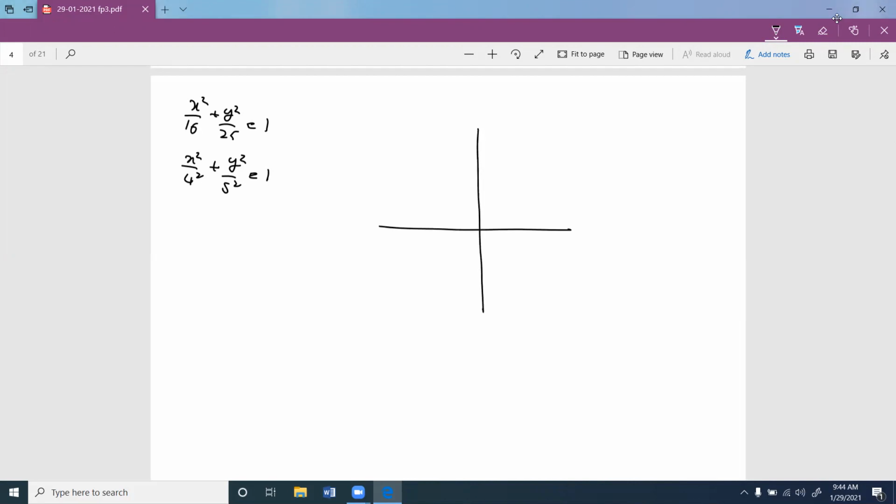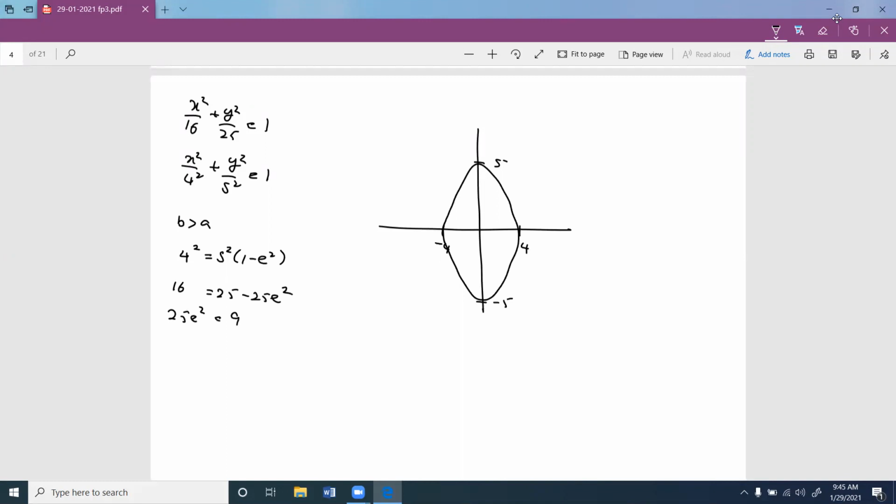Over here, this is 4 and this is minus 4, and it has a shape somewhere like this, with 5 and minus 5. So according to this one, you can say b is greater than a. Then you can write 4 squared is equal to 5 squared times 1 minus e squared. Therefore 16 is equal to 25 minus 25 e squared. Then 25 e squared is equal to 9. Then e is equal to 3 over 5.